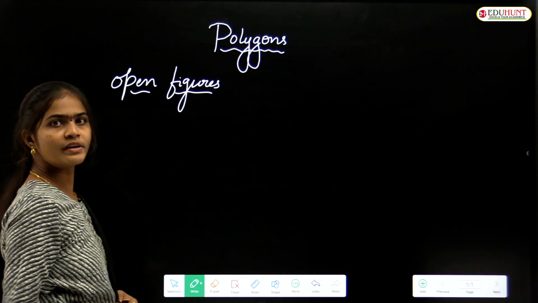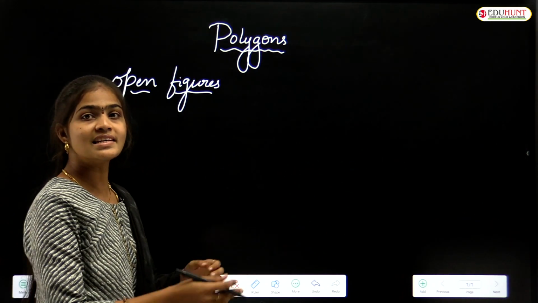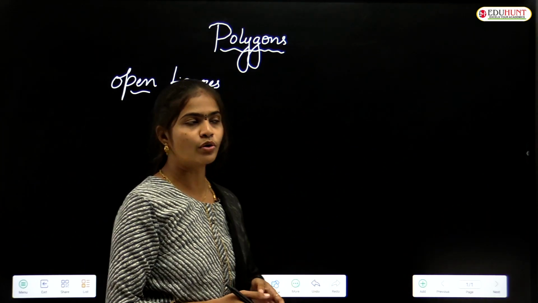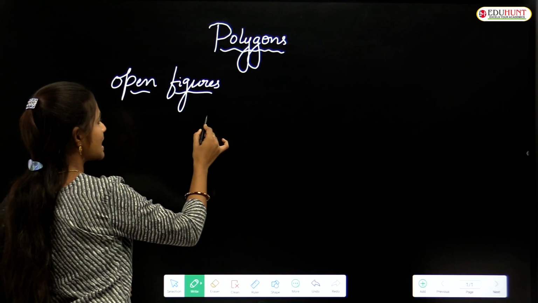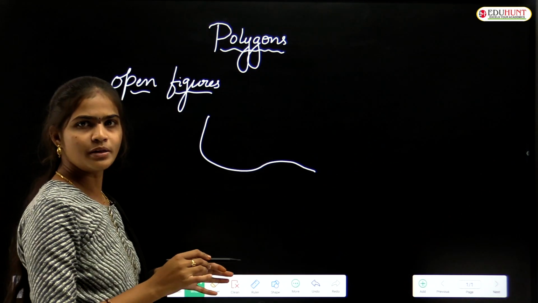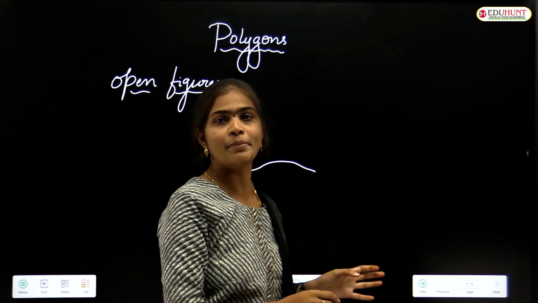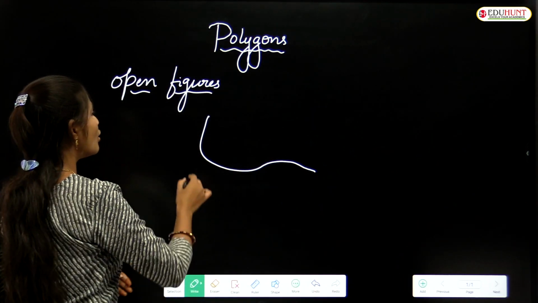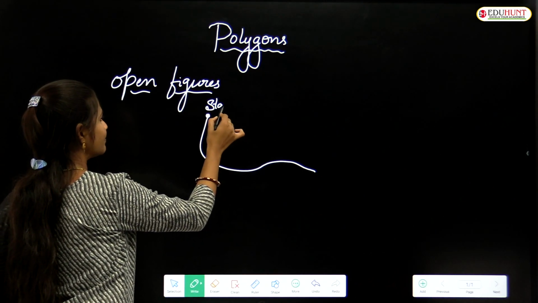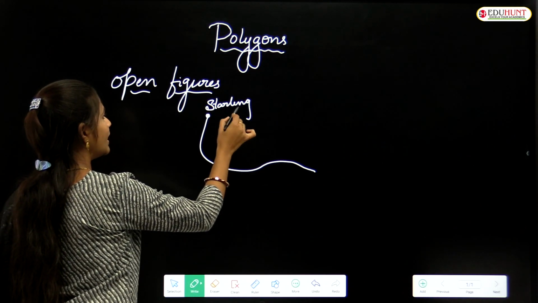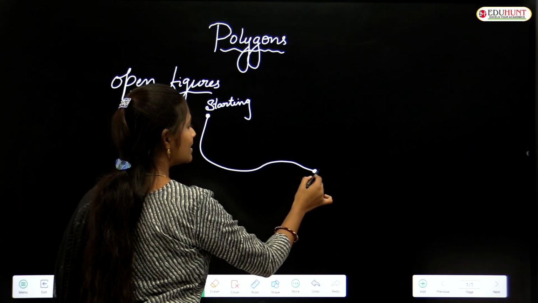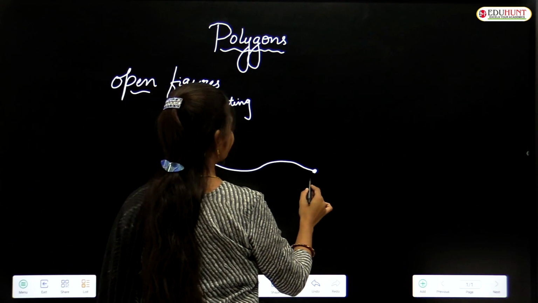So what about open figures here? Open figures means the starting point and ending point of the figure are different. For example, I drew one of these figures, one of these shapes, like this. I started from here, so I will call this point the starting point. And I ended this figure here, so I am saying that this is the ending point.